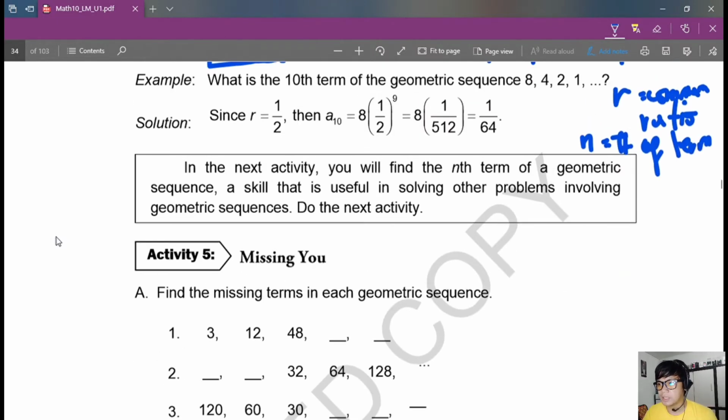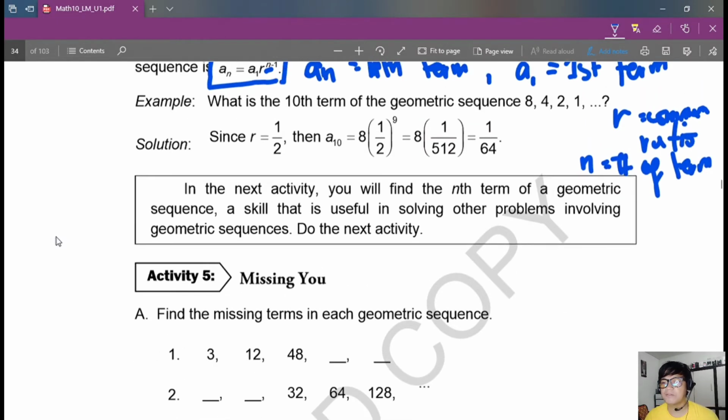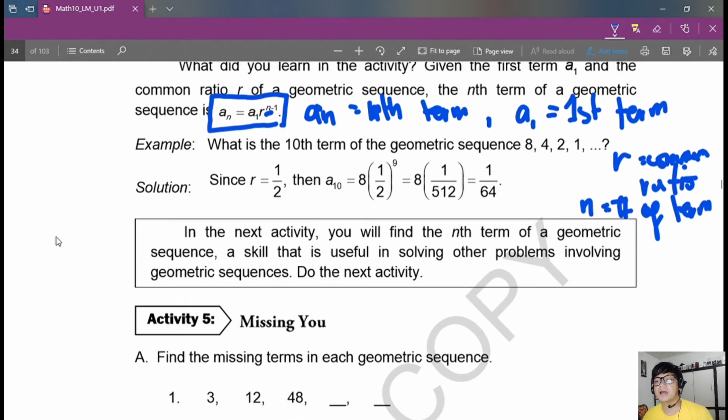Ay, sorry. So, yun yung gagamitin natin na formula. Ito yung formula ng geometric sequence. A sub n is equal to A sub 1 R raised to n minus 1 power. Okay, example dito, what is the 10th term of a geometric sequence 8, 4, 2, 1, and so on and so forth. So, hanapin daw natin yung 10th term.